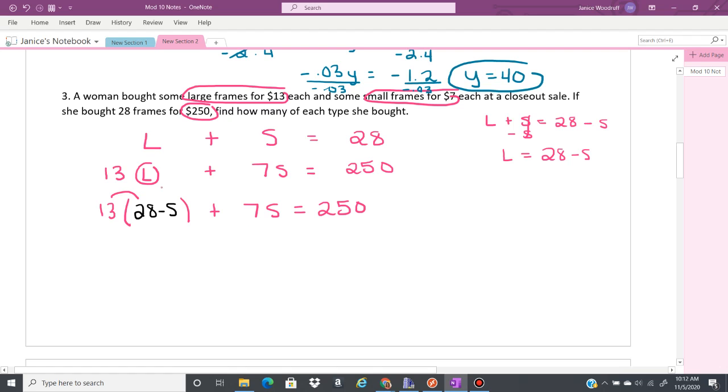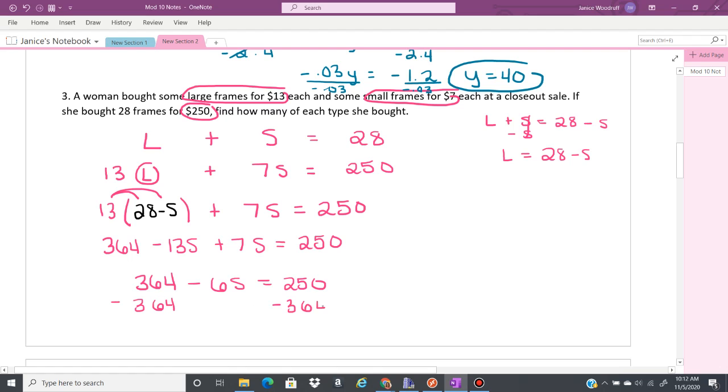So 13 times 28 is going to give us 364. 13 times negative S is a negative 13S plus 7S equals 250. If I combine negative 13S plus 7S, that's going to give me a negative 6S. Then I'll subtract 364 from both sides. We'll get a negative 6S equals 250 minus 364, negative 114. And then we'll divide by negative 6.